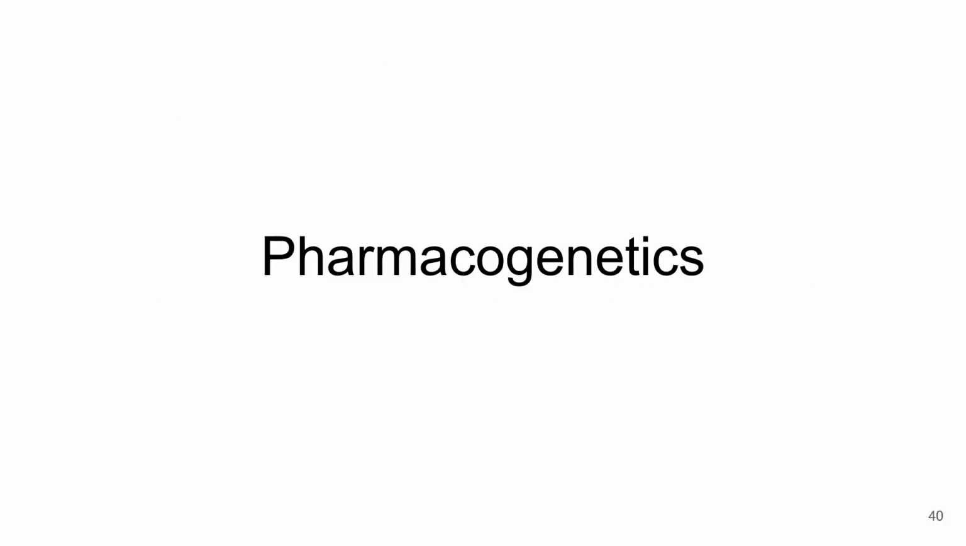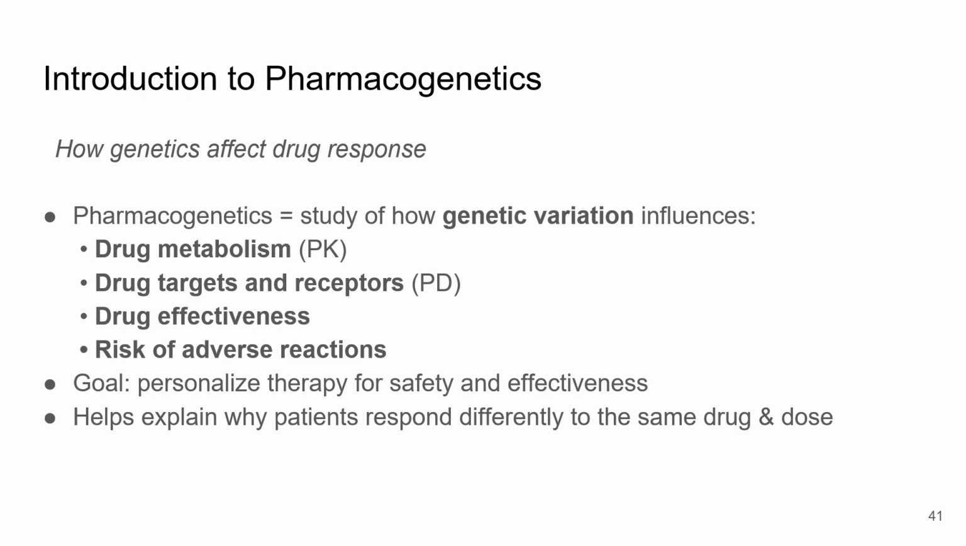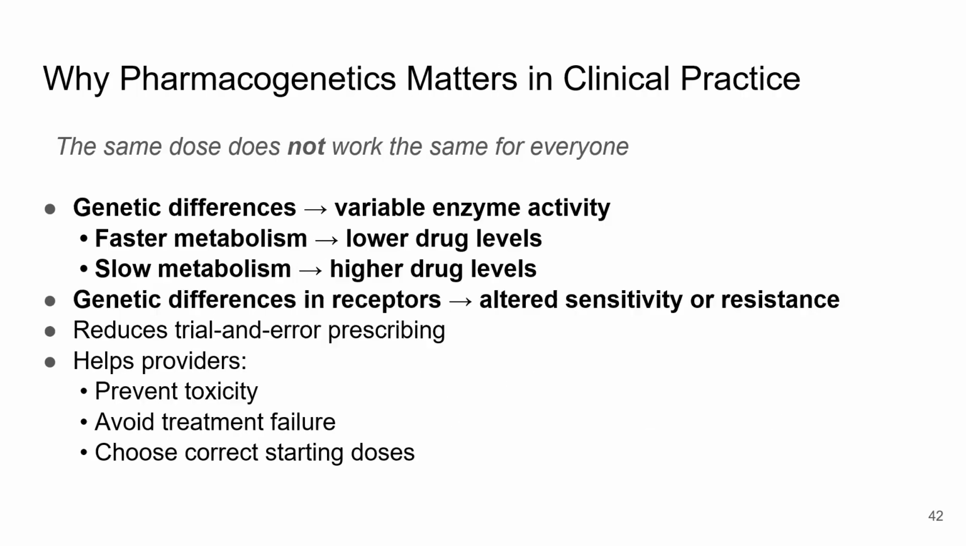Okay, moving on to pharmacogenetics. Pharmacogenetics is how genetics affect drug response. It is the study of how genetic variation influences drug metabolism, which is pharmacokinetics, drug targets and receptors, which is pharmacodynamics, drug effectiveness, and the risk of adverse reactions. The goal with pharmacogenetics is to personalize therapy for safety and effectiveness. It also helps explain why certain patients respond differently to the same drug in the same dose.